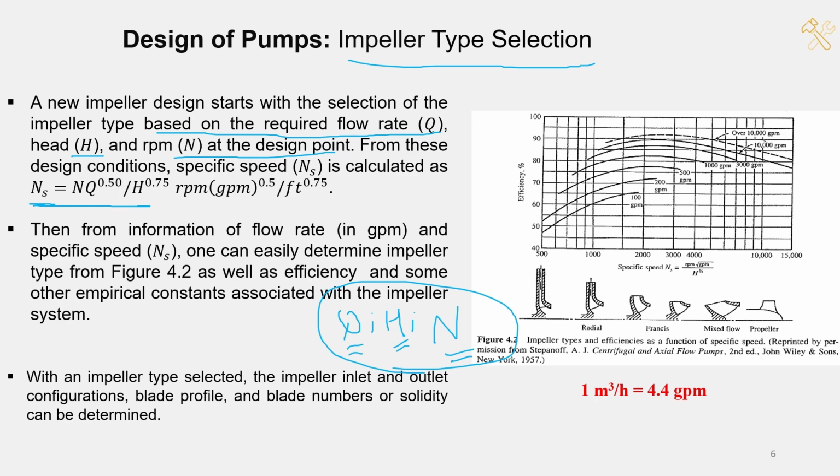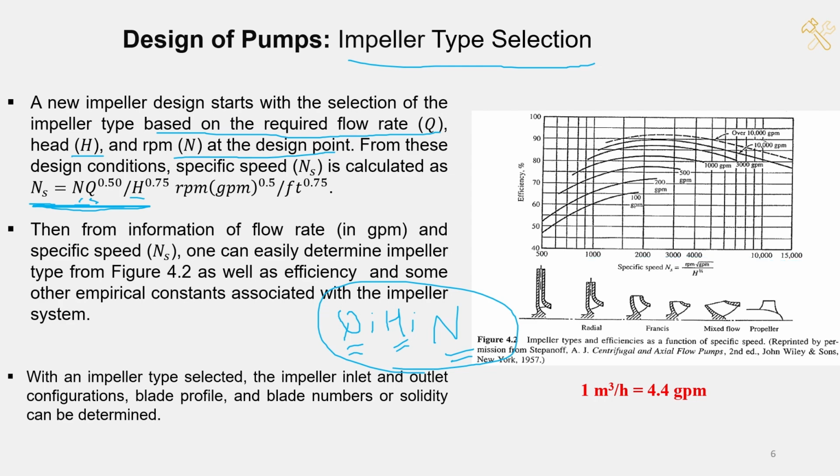The dimensionless specific speed here is a parameter. This parameter combines the rotation speed of the impeller, the volumetric flow rate, as well as the head. So it combines these three parameters into one parameter called the specific speed. This specific speed is very important, and it's the main parameter responsible for determining the appropriate impeller type. So based on the specific speed here, you will choose your impeller type.